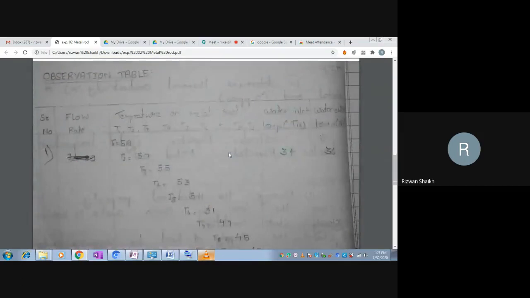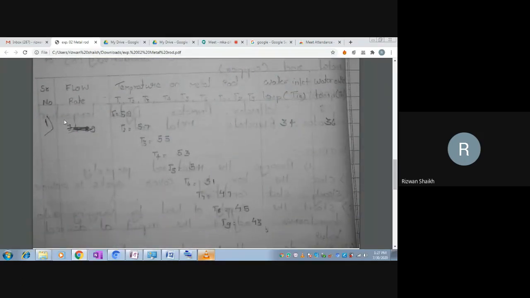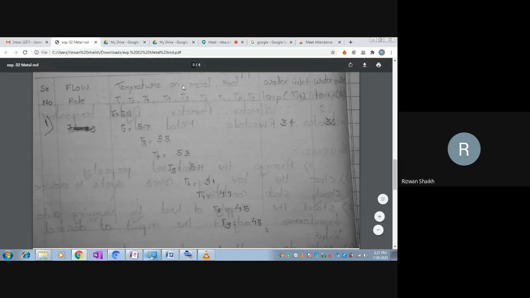Now, before that, we have to understand the observation table. Now, what is written in the observation table? I've taken only one serial number, the one reading shown here. Now, don't write in this manner. You can write properly in a landscape format, T1, T2, T3, all the 9 temperatures properly. Now, flow rate is unknown, that we have to calculate. Temperature on metal rod, clearly visible.